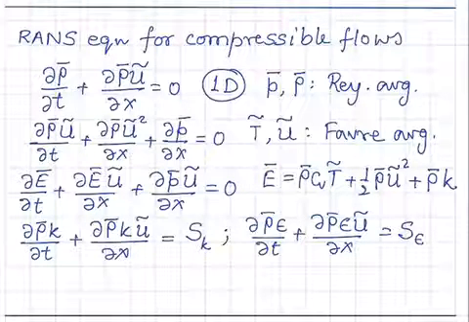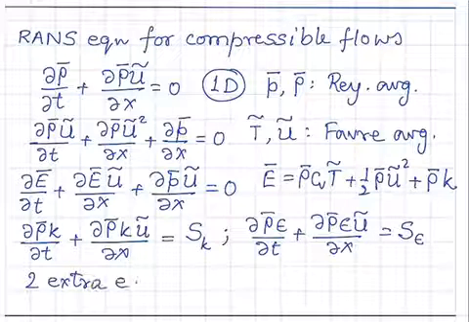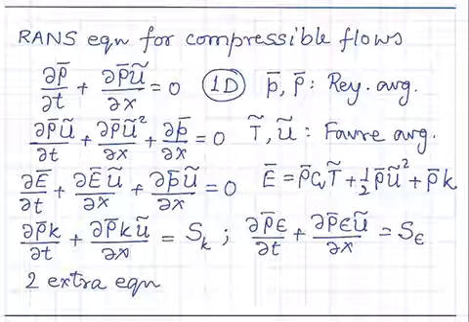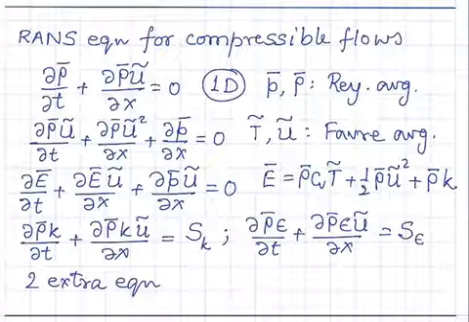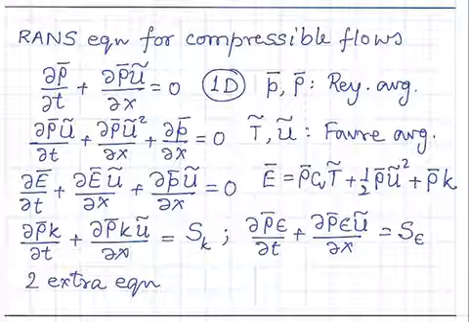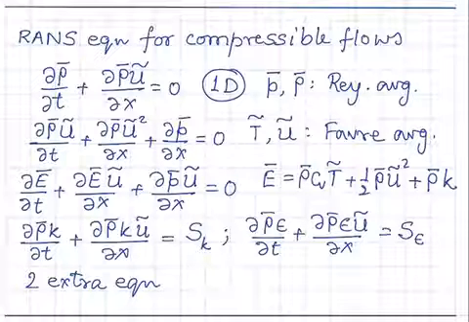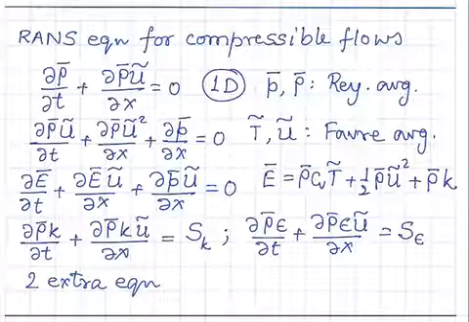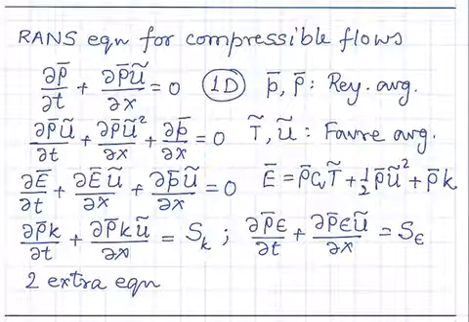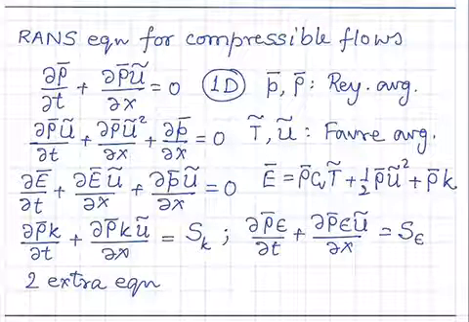So we have 2 extra equations. Each of these is a partial differential equation, what we call a transport equation or conservation equation. So in a 1D flow, we have a total of 5 equations. In a 2D flow, we will have a total of 6, and in a 3D flow, we will have a total of 7 equations to solve. 2 additional equations on top of the mean mass, momentum, and energy conservation.